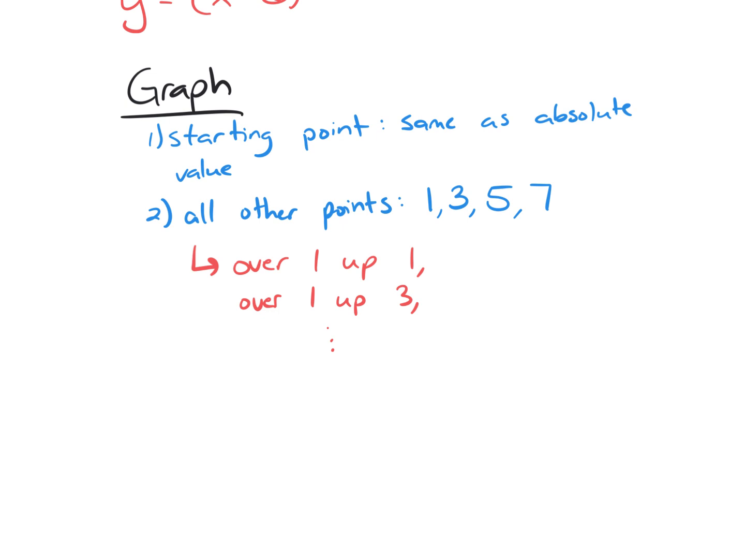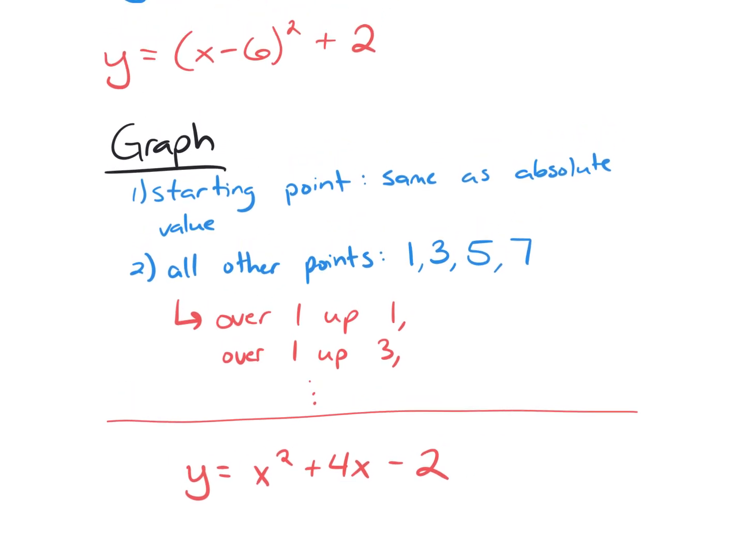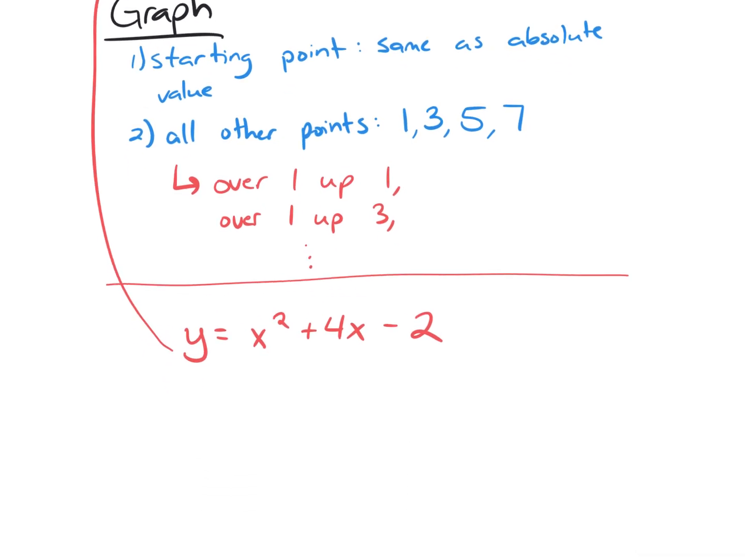Okay. Now put a little break in your page, because we have to talk about the other option of graphing quadratic equations. If we had y equals x squared plus 4x minus 2, how are those two equations different? There's an extra x, right? This one we have to take a little differently.